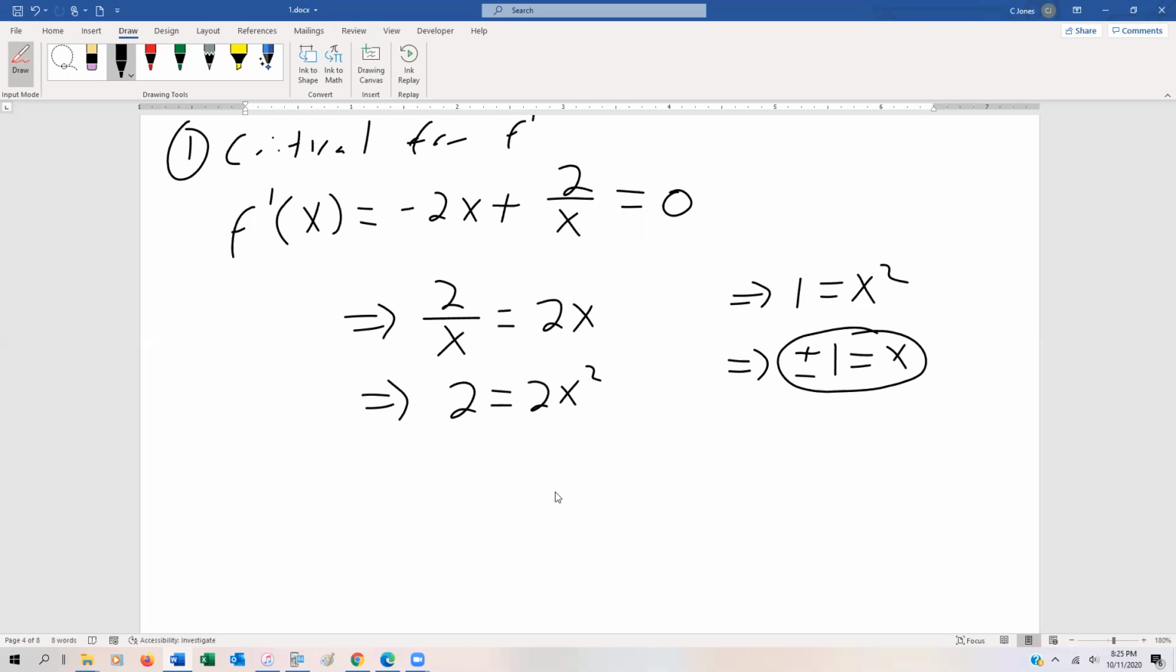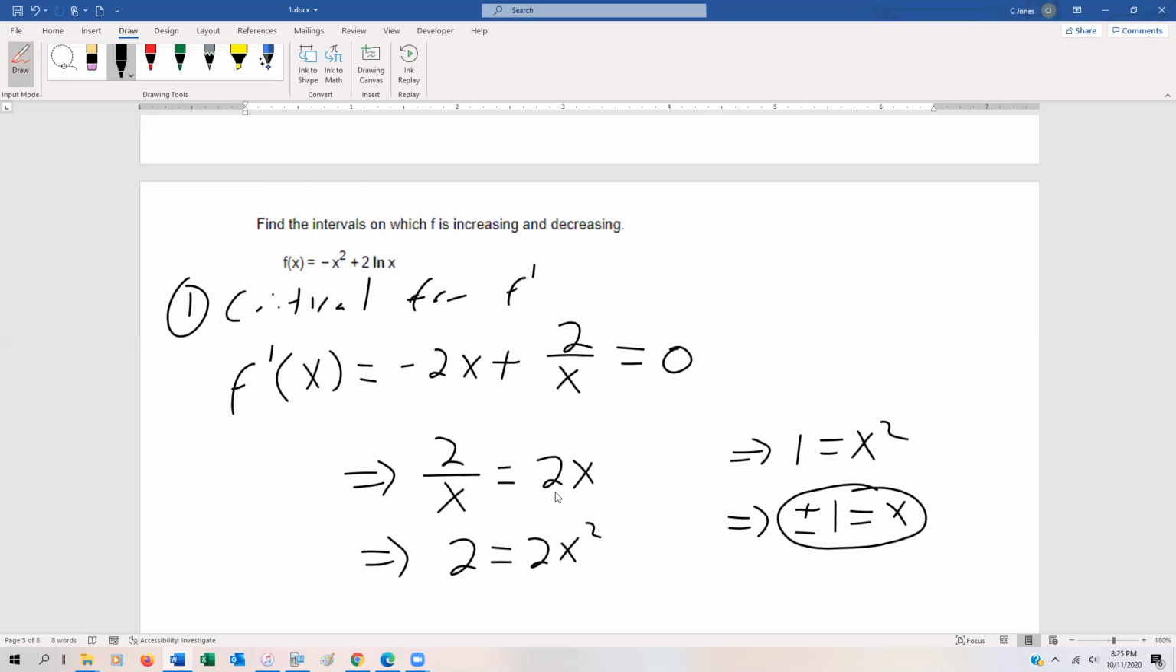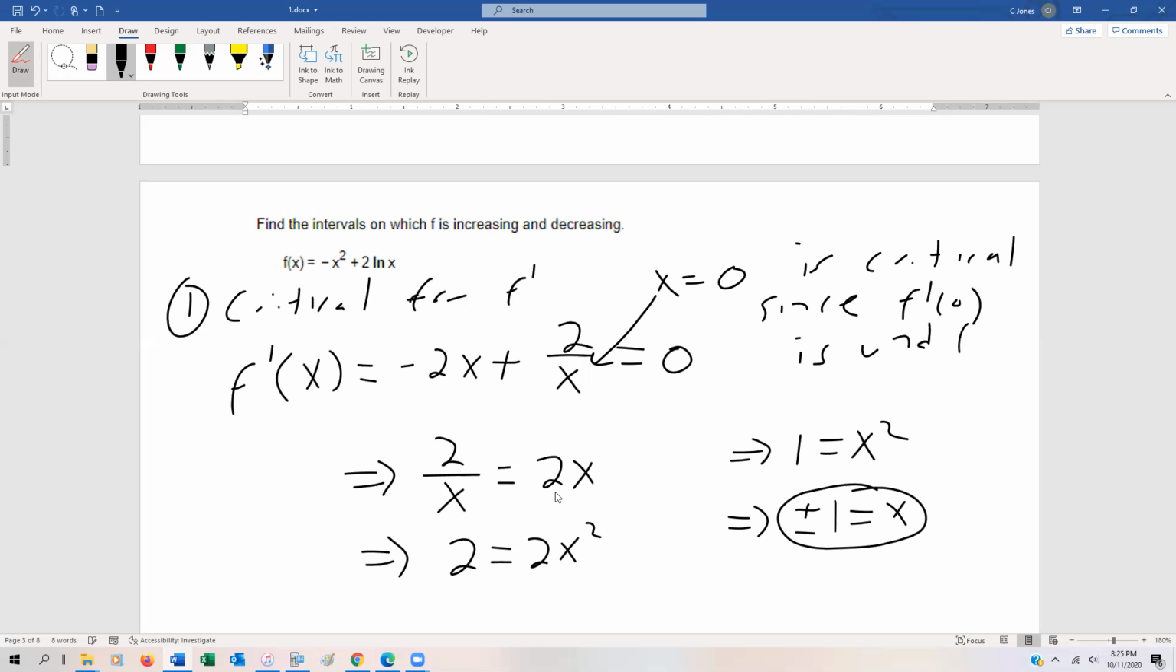Now, unfortunately for this problem, we have to be really careful because isn't it true that there's a domain restriction, right? And also notice that x equals 0 is critical since f prime at 0 is undefined. So we have to be really careful in remembering those conditions for critical values. The domain of the original function is x bigger than 0.